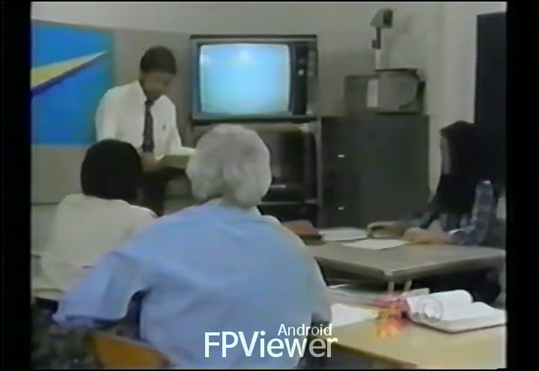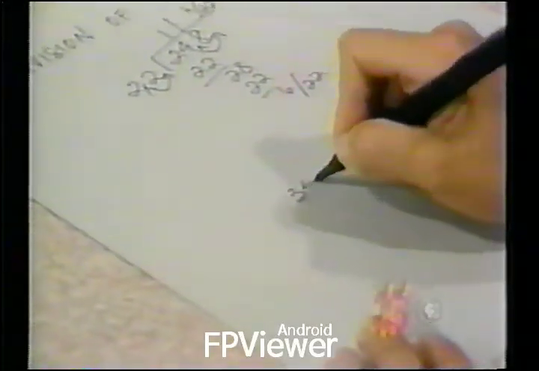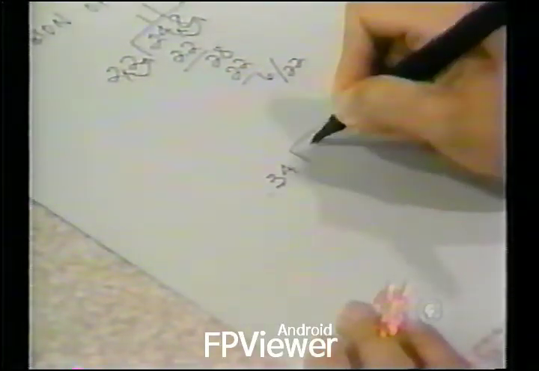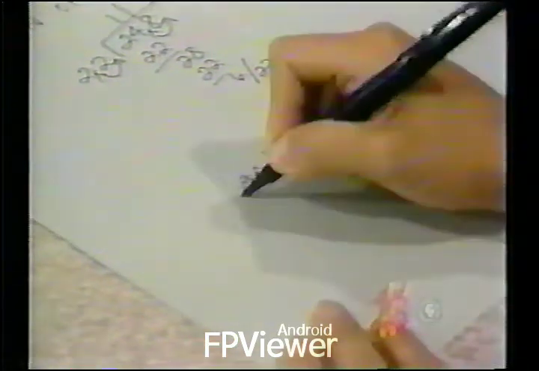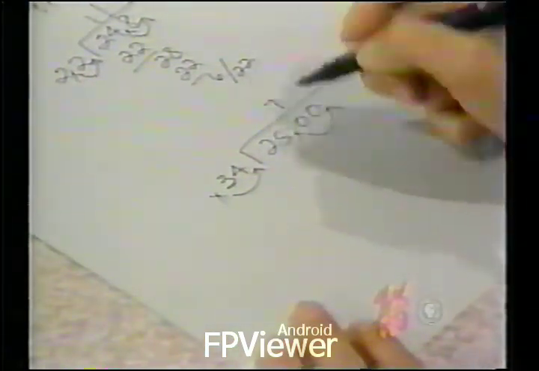Okay, you ready for another one? Okay. All right. Do this. 34 hundredths into 25. That should show the importance of zeros and place values. That's good, Mike.